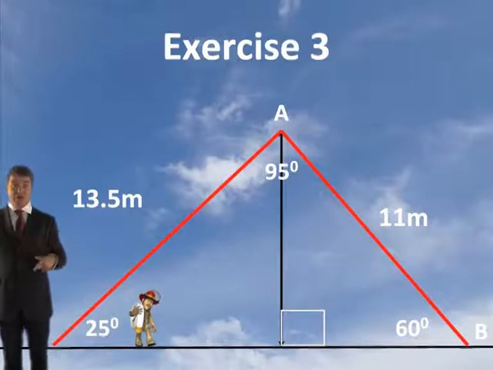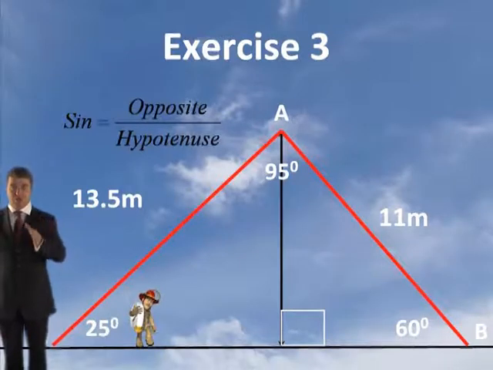Step 4 is SOHCAHTOA. Do we know an angle and do we know a length? Yes we do. Now, as you can see, we know the hypotenuse. We're trying to determine the length opposite. So, what function has got the function for opposite and hypotenuse? Well, it's a sine function, SOHCAHTOA. So the sine of the angle equals the opposite divided by the hypotenuse.